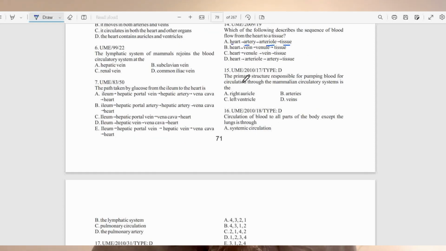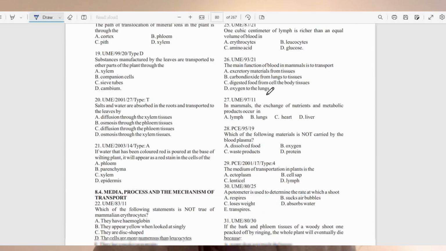And another question. The primary structure responsible for pumping blood for circulation through the mammalian circulatory system is, now, it is the heart, right? But what part of the heart? So in the systemic circulation, blood is pumped from the left ventricle to the entire part of the body. And the answer to that question is option C.